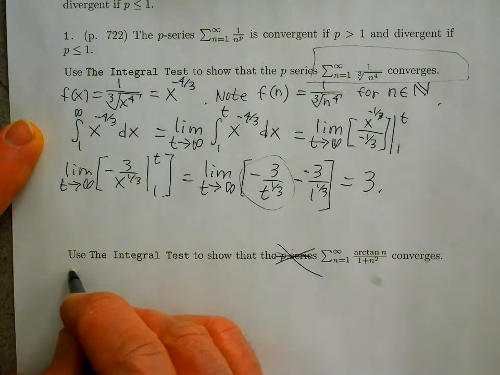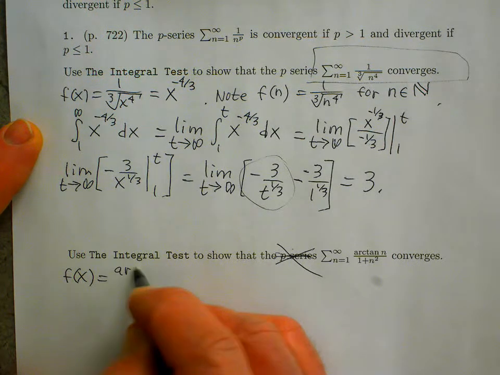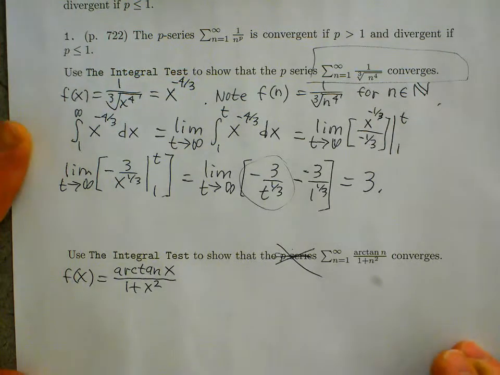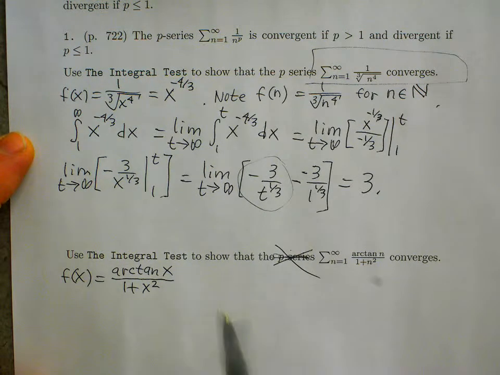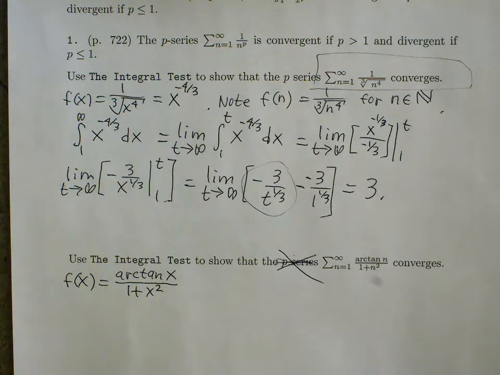Okay, so the corresponding function is f of x equals the arctangent of x divided by 1 plus x squared. For x greater than or equal to 1, f of x is positive and continuous. So how do we know if it's decreasing on the interval from 1 to infinity?